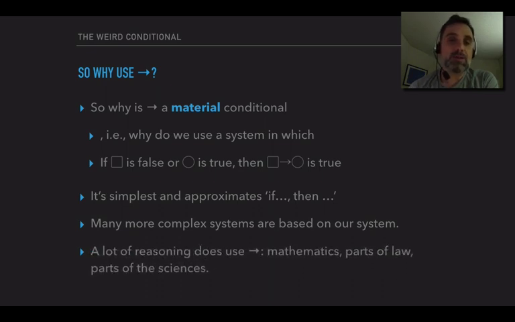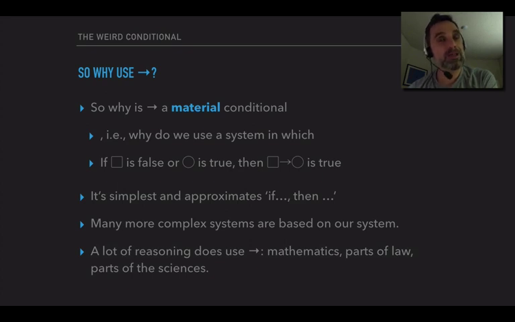And a lot of reasoning does use the arrow. It's used in mathematics, it's used with computers, it's used in parts of law, it's used in parts of the sciences. So it's important, and it does show up in English and other natural languages, but it's not the same thing. So there are times when maybe we use if-then to mean something like the arrow, but there are also times when we use if-then to mean something else. And so we want to be careful when we're thinking about how the arrow works in our system, and in particular in our derivation system, to remember that, oh, this is the arrow, it's not the if-then conditional.